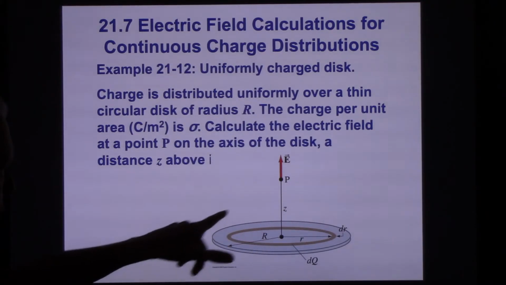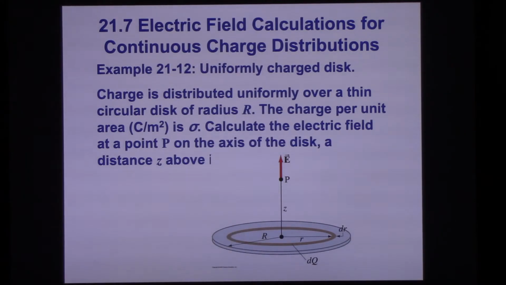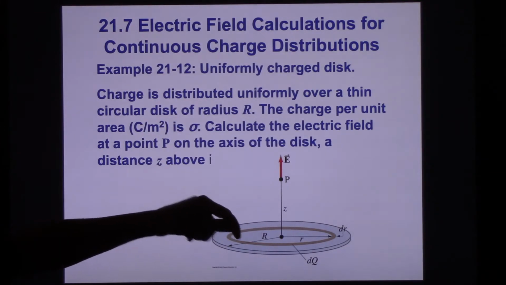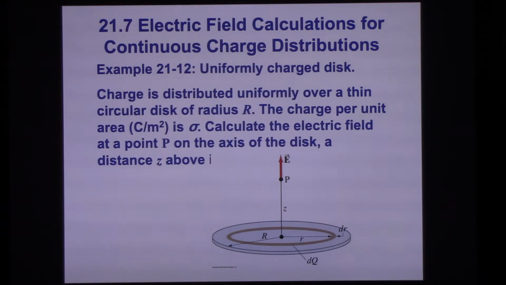Now, the way this disk is going to be broken up is into a series of concentric rings. I'm guessing in calculus you've done this integral. This may go back to Math 3A or possibly 3B, where you took a series of infinitesimal rings and added them together to derive the area of a circle. So we're going to do the same thing here. We're going to use that approach.